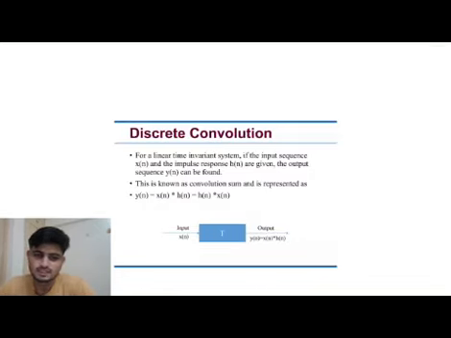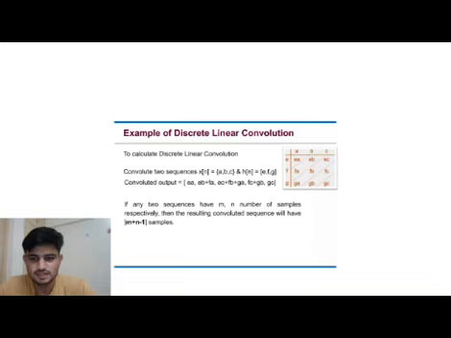So there is a discrete convolution for a linear time invariant system. If the input sequence x(n) and the impulse response h(n) are given, the output sequence y(n) can be found. This is known as the convolution sum, and it is represented as the given equation, which is similar to the convolution operation. Here there is an input x(n), and the LTI process gives the output y(n) with a convolution process. There are several examples.